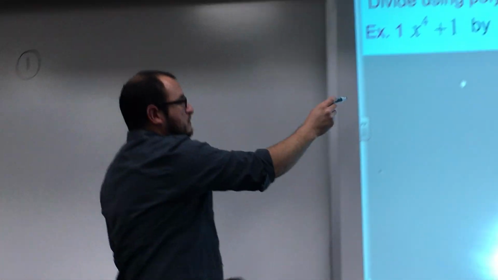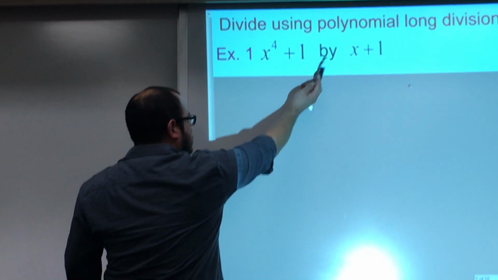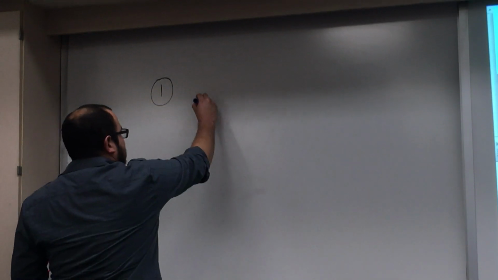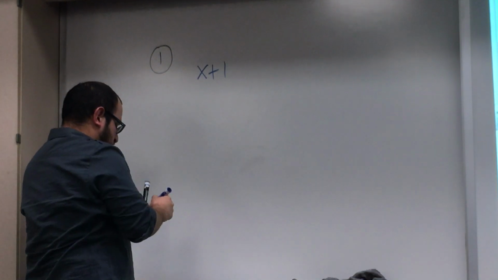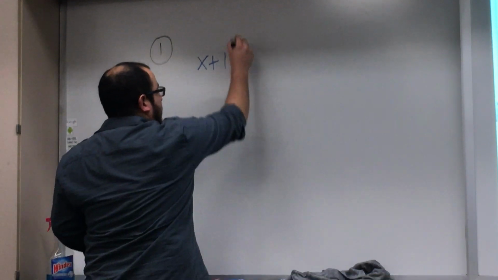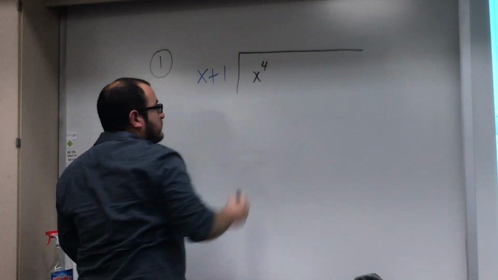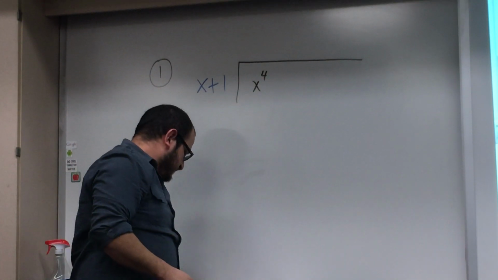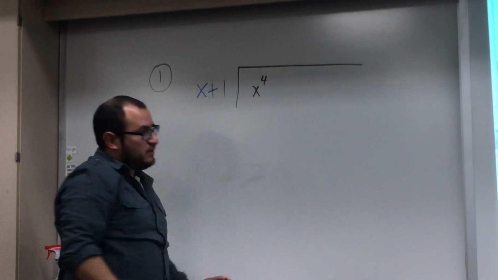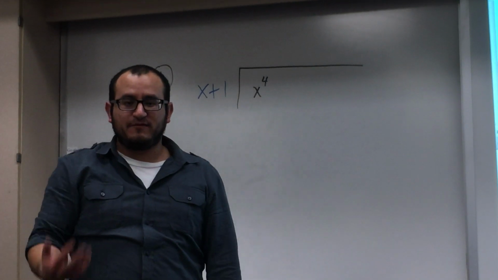Alright, so right here, I'm dividing x to the power of 4 plus 1 by x plus 1. So x plus 1 is my d of x, that goes on the outside. And go ahead and create your little division bar. X to the 4th, plus 1 is not in standard form. So you have to put it in standard form.